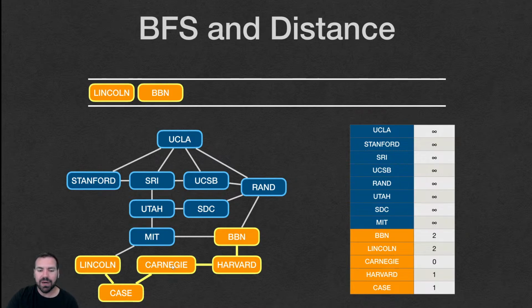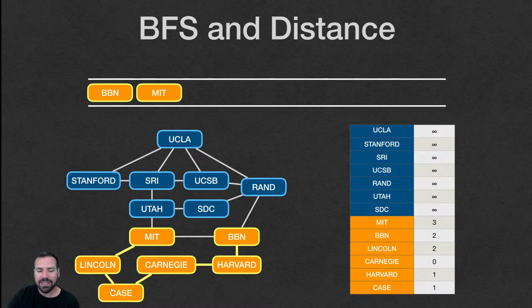So when we explored Carnegie, we just said, well, the adjacency list is going to be Case then Harvard. That's what that array list in the adjacency list is going to be, and that is how this tie was broken. Because for Carnegie, we enqueued Case before Harvard, which means we enqueued Lincoln before BBN, which means Lincoln is going to be dequeued before BBN, and Lincoln is going to find MIT.